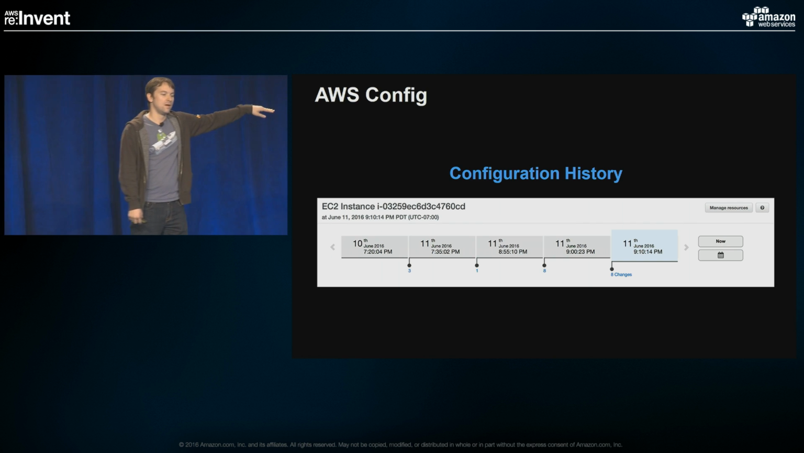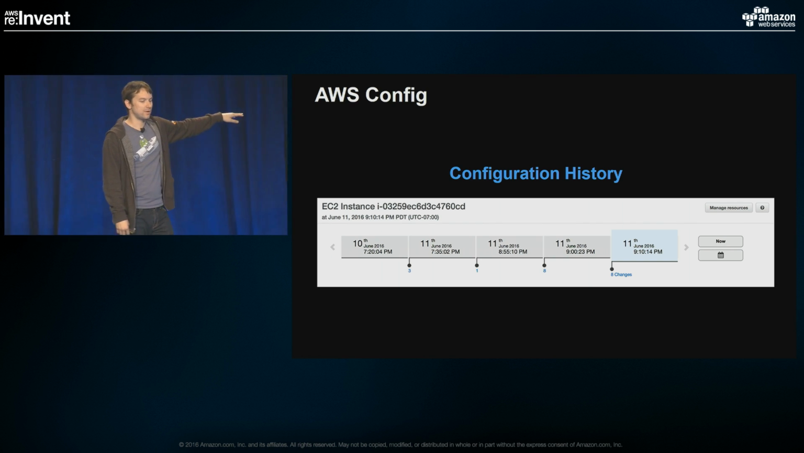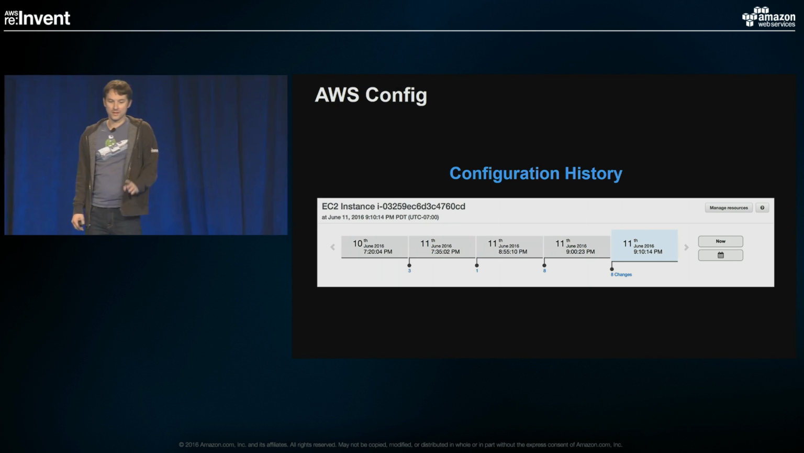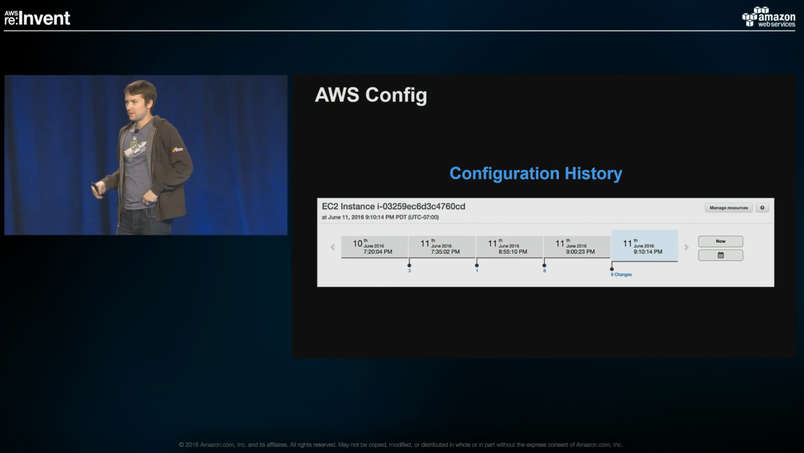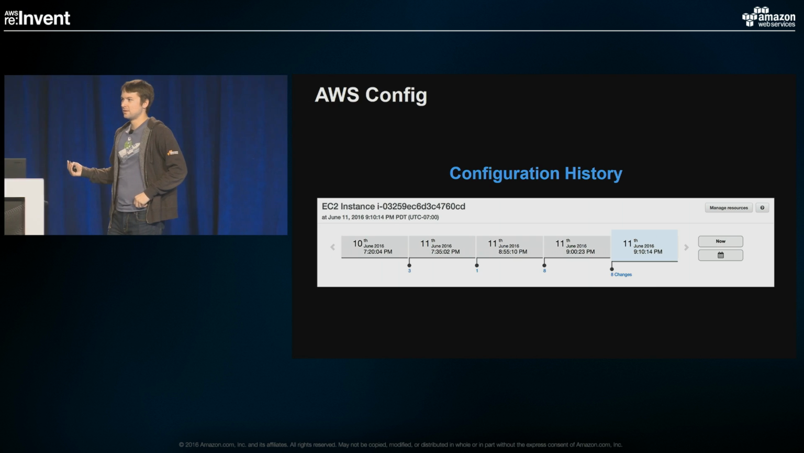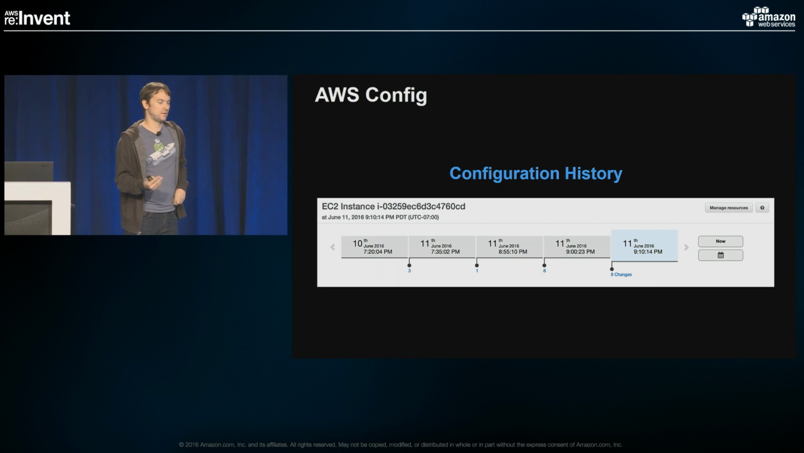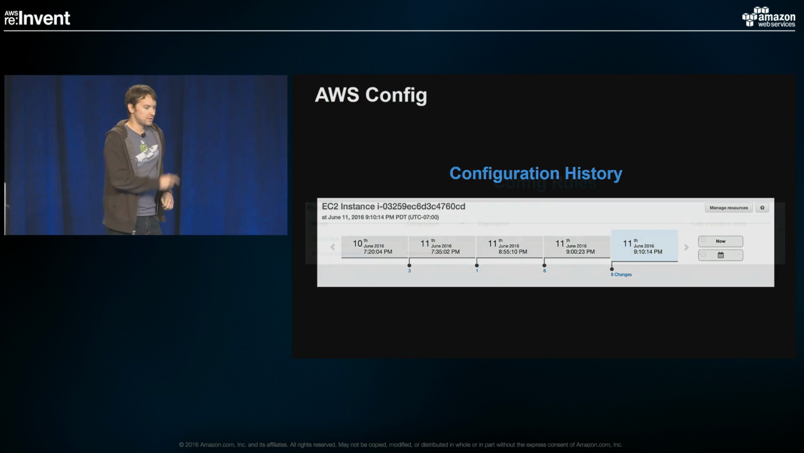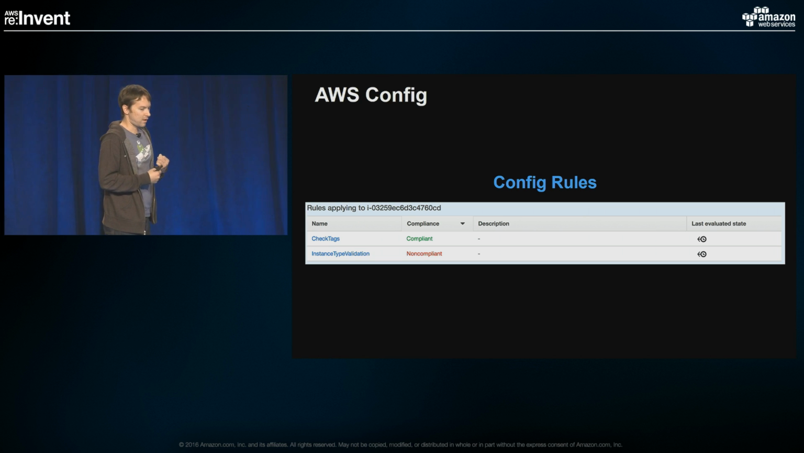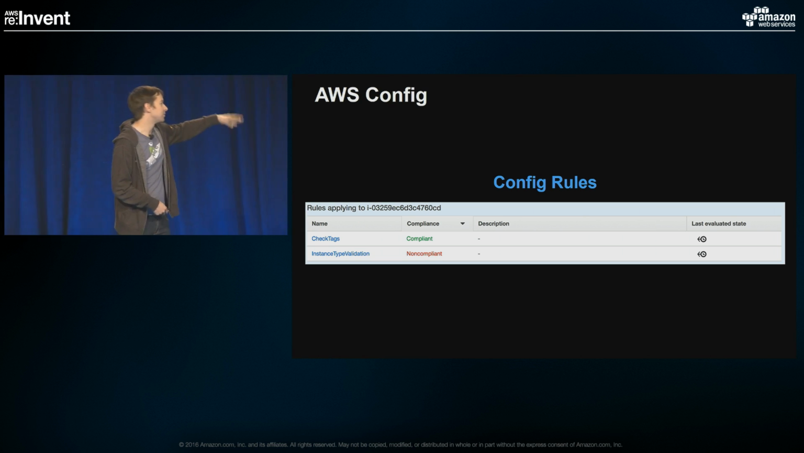And I can see with the configuration history how long it's been out of compliance, and how many different changes have happened within my infrastructure from day to day. And this is all already built into the AWS console. Have you guys seen this before? OK, 50% of the audience will say it. So all of this stuff works. So check tags, I'm compliant.